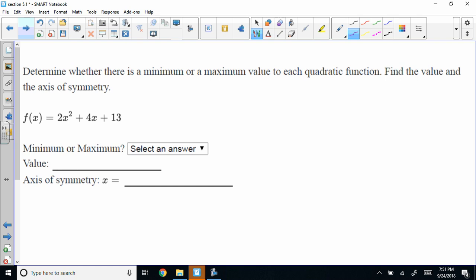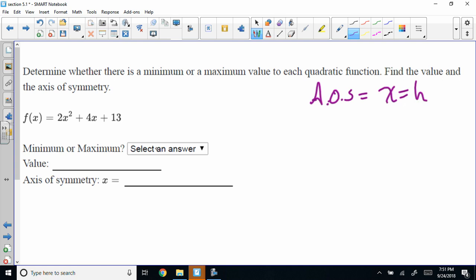Determine whether there's a minimum or maximum value to each quadratic and find the value of the axis of symmetry. Well, the AOS is x equals h. It's a vertical line, right? And the vertical line is about the point that is the h value, which is the x value of that vertex. That's your folding point. It's like a line of symmetry, right? Axis of symmetry. So what we're going to do is find the h real quick.